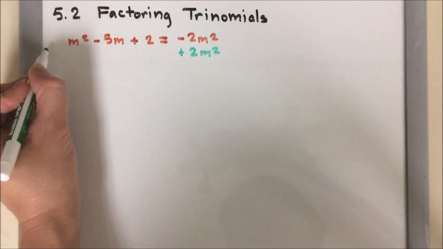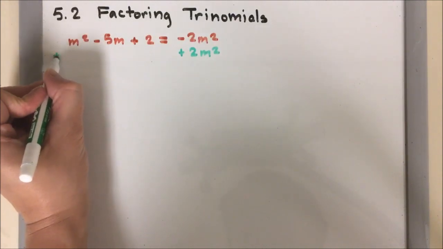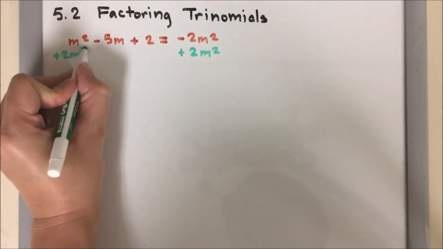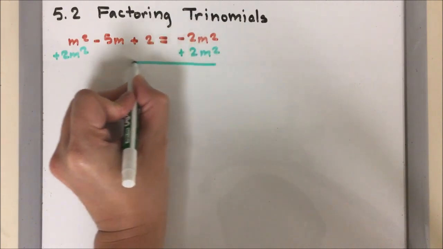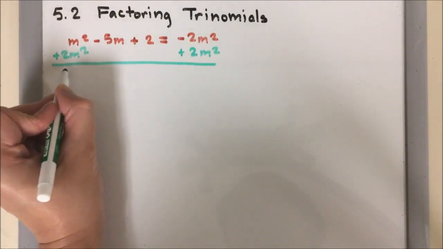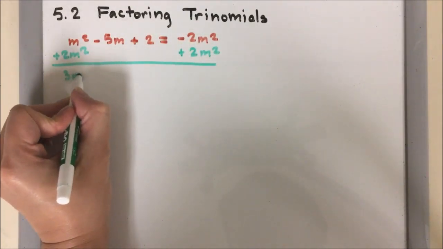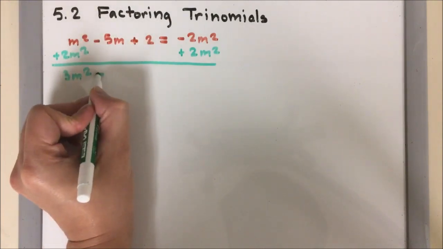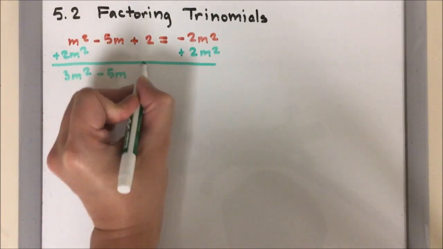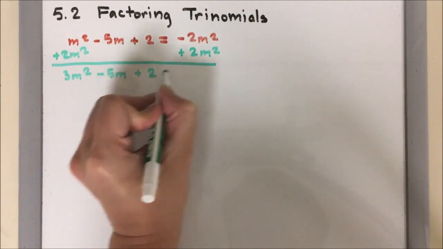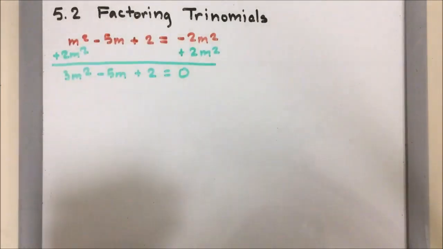And I'm going to combine it with the like term, so over here. So when I combine, I'm going to get 3m squared, bring down the minus 5m, bring down the plus 2, equal to 0.